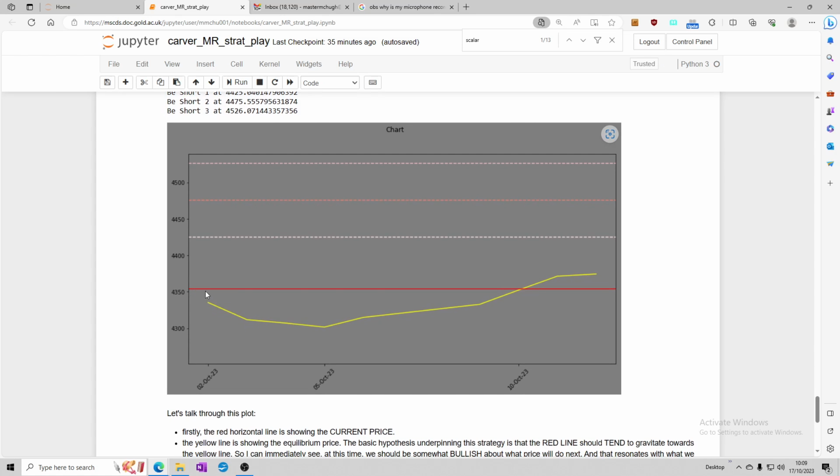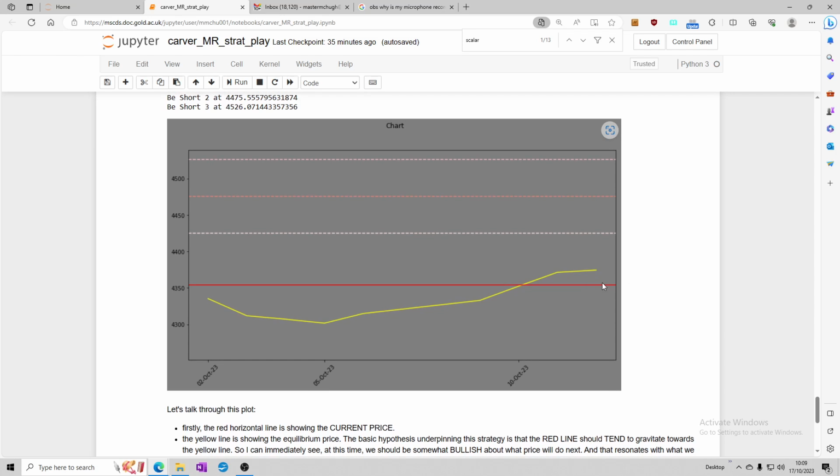Firstly, the red horizontal line at 4352-ish is showing the current price. The yellow line is showing the equilibrium price, and obviously that does vary over time. The basic hypothesis underpinning this strategy is that the red line, the current price, should tend to gravitate towards the equilibrium price, the yellow price.